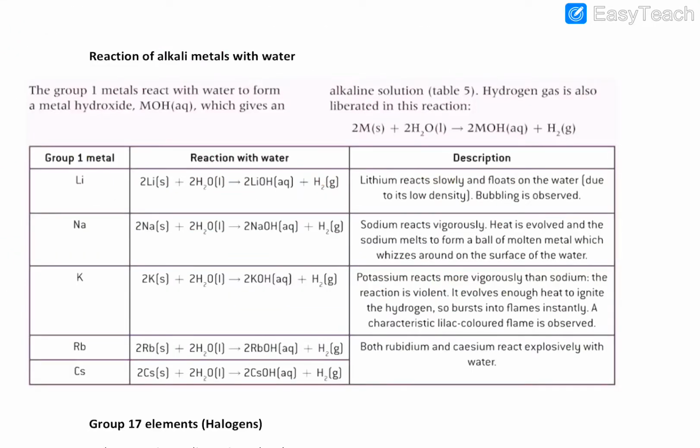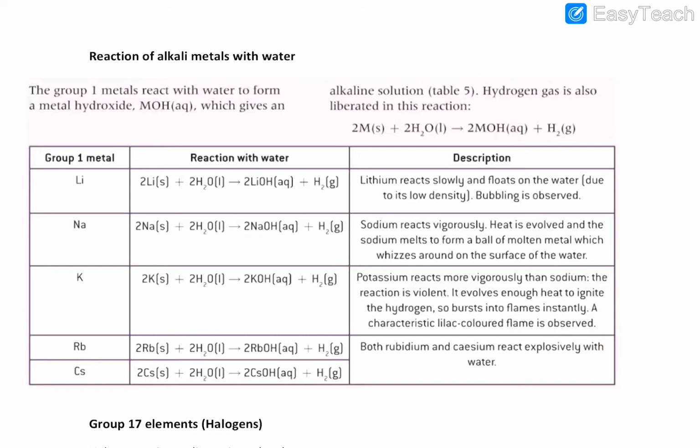You also need to know the reaction of the alkali metals with water. So group 1 metals react with water, and this is a very vigorous reaction, and you can see the descriptions. Read the descriptions for each group 1 metal. So as we go down the group, the reactivity is increasing.